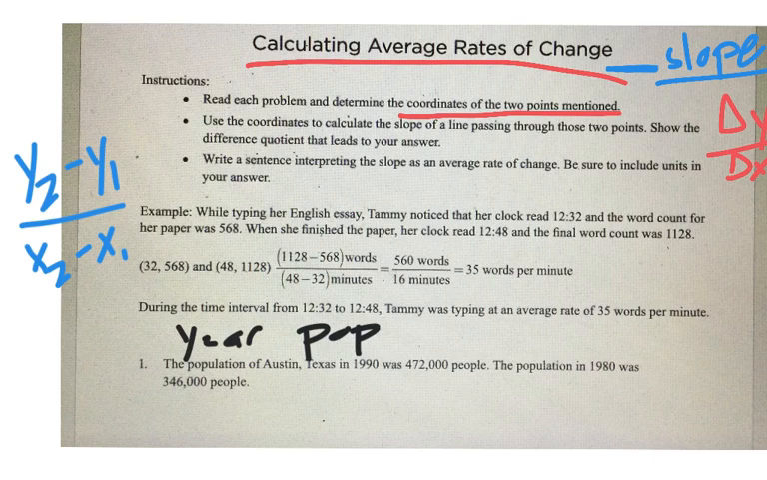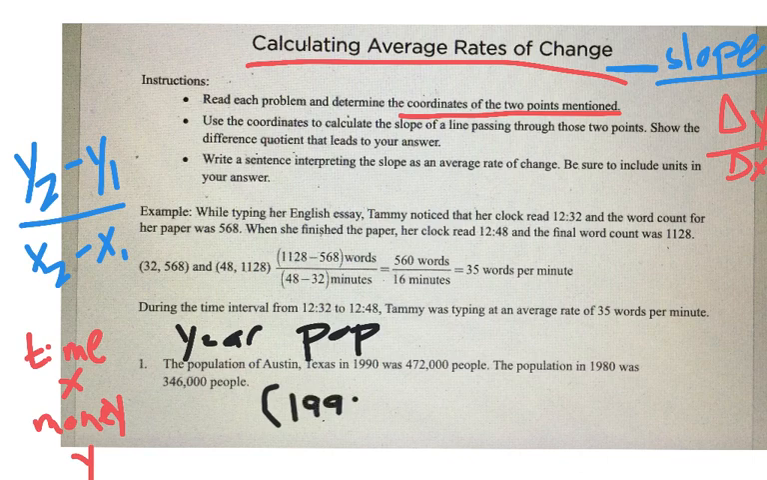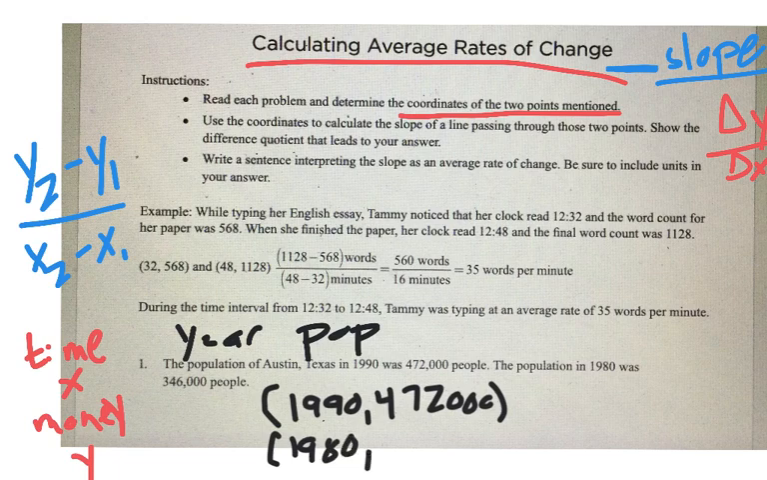Population depends on year. Remember the little hint, time is almost always an X. And if you have money, it's almost always a Y. So here we have time, talking about years, so that's going to be my X values. So when I look here, my 2 points, my 2 coordinates, I have 1990 and 472,000 is my first ordered pair. And then I have 1980 and 346,000 is my second ordered pair.